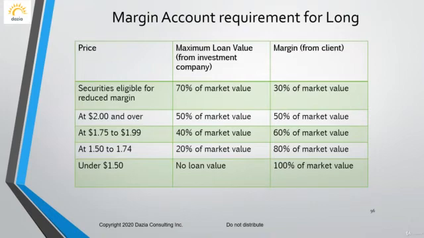It means instead of 50-50, you can get more loan. Instead of 50%, you can get 70%. Reduced margin means instead of putting down 50%, you need to put down only 30%. So this is a pretty good deal. You're putting down $3,000 out of $10,000, and the company will give you $7,000 to invest. So that is possible if this criteria is met.